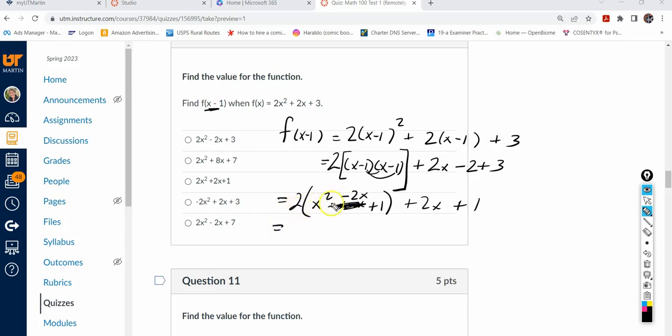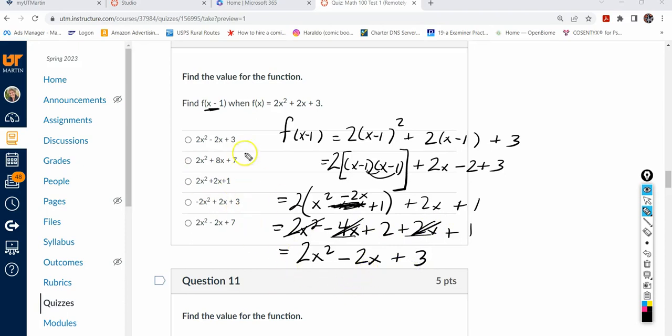Now for the very last part, I'm going to multiply the 2 through. So I'm going to have 2x squared. 2 times negative 2x is negative 4x. And 2 times 1 is 2. So finally, I'm going to have 2x squared. And minus 4x plus 2x is minus 2x. And 2 plus 1 is 3. So that's what I'm looking for. And that's matching up with the first one.